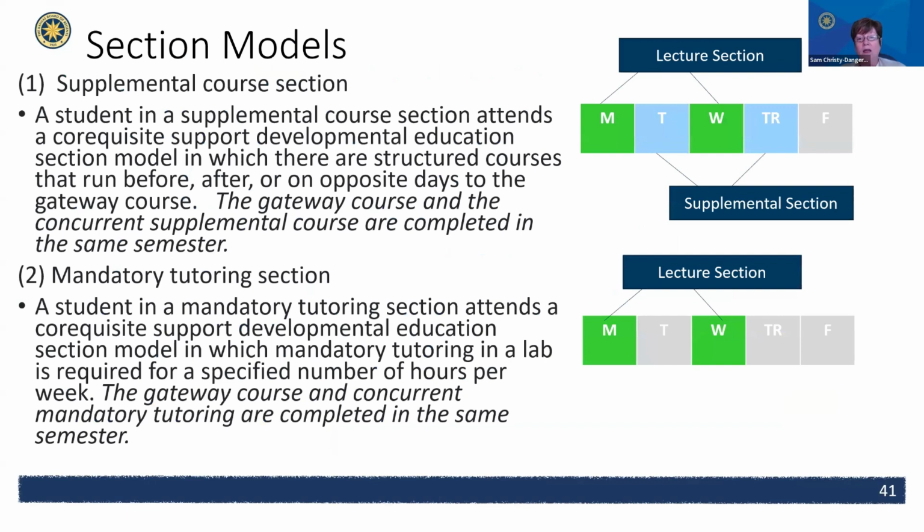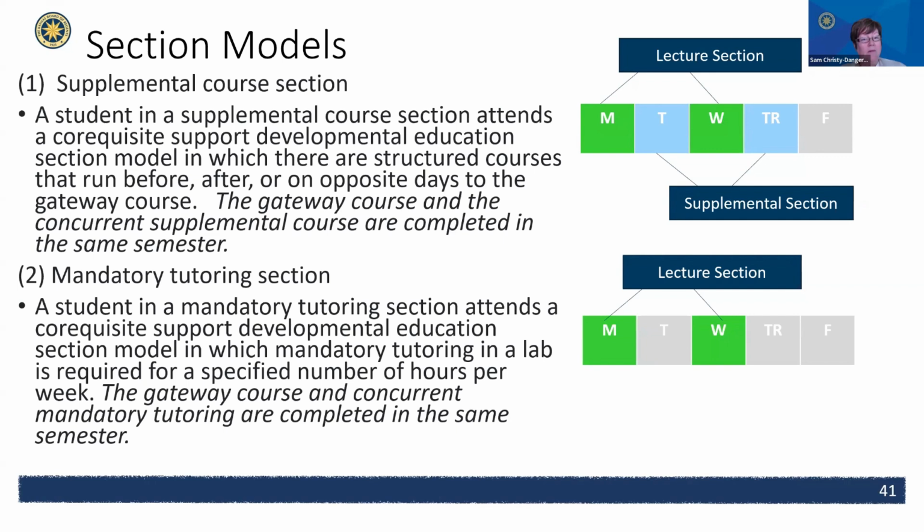So we're going to start talking about the types of co-requisite developmental education delivery that board policy allows for. The first is probably the most common we've seen in the system thus far, that supplemental course section. That's where a student attends that support developmental education section model, in which there are structured courses that run before, after, or on opposite days to the gateway course. Key piece, the gateway course and the concurrent supplemental course are completed in the same semester.